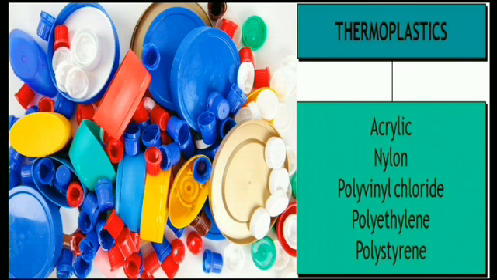Some more examples of thermoplastics are shown here. Even thermoplastics have examples like acrylic, nylon, polyvinyl chloride, polyethylene, polystyrene. Out of these, you can easily see that the first two are actually fibers also. So acrylic and nylon are basically plastics which are being used to make thread, and from thread fabric is being made. Means cloth is being made from plastics even.